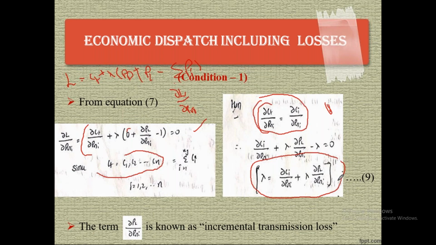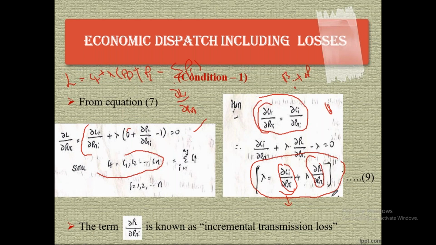Now, in this equation, the term ∂PL/∂PJ is known as incremental transmission loss. This is a combination of two terms. One is called the incremental fuel cost. If you solve this equation, you will get βi + 2γi PJ. So this term is called the incremental fuel cost, and this term is called the incremental transmission loss.